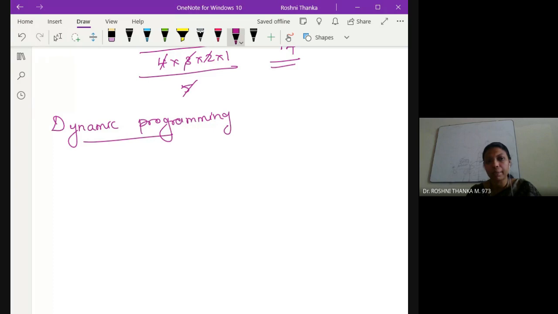Let's see how this dynamic programming is going to solve this matrix chain multiplication with an example so that you will understand it clearly. So here for this example, let us take an example.